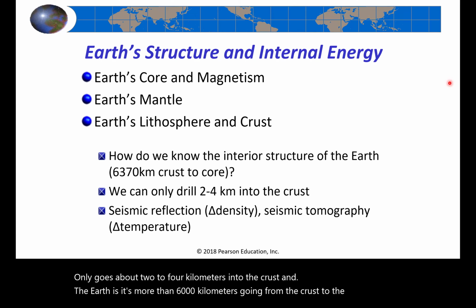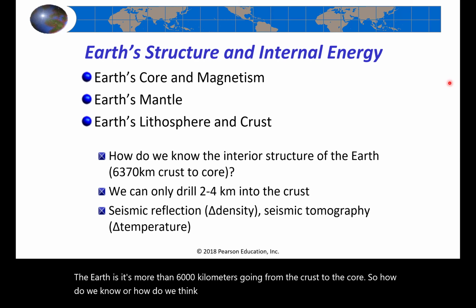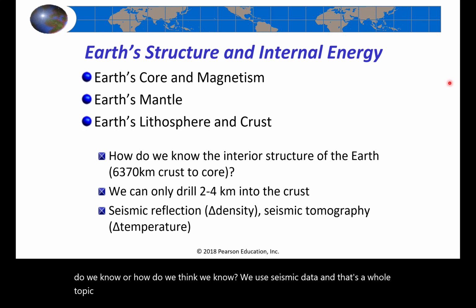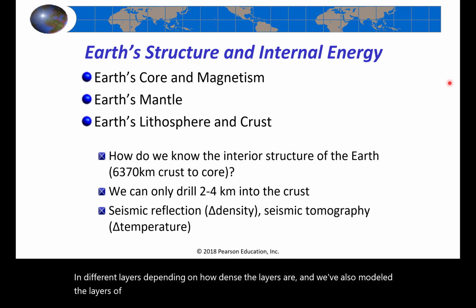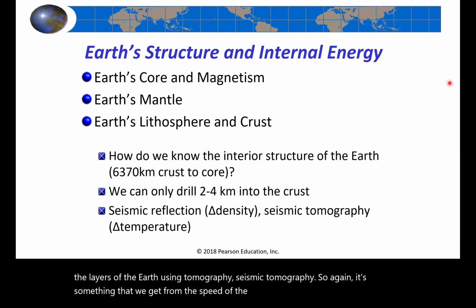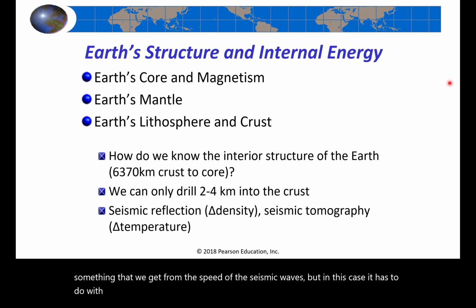So how do we know, or how do we think we know? We use seismic data, and that's a whole topic all by itself. But the idea is that after an earthquake, seismic waves move differently in different layers depending on how dense the layers are. And we've also modeled the layers of the Earth using seismic tomography. Again, we get it from the speed of the seismic waves, but in this case, it has to do with the temperature. Different layers are different temperatures.